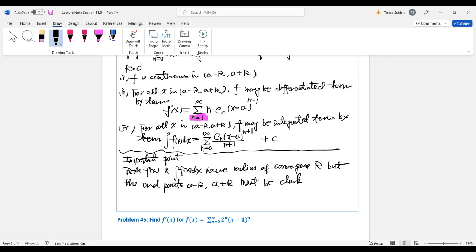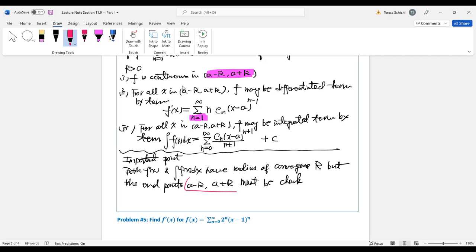Okay, so for the first video, we said we manipulate the geometric series. That's why we just say the absolute value of x is less than 1. But in here, this is just a general power series, right? So we take the derivative, we take the integration within this interval of convergence. But in here, one thing is very important. We know they have the radius of convergence r, but at the endpoint, right?